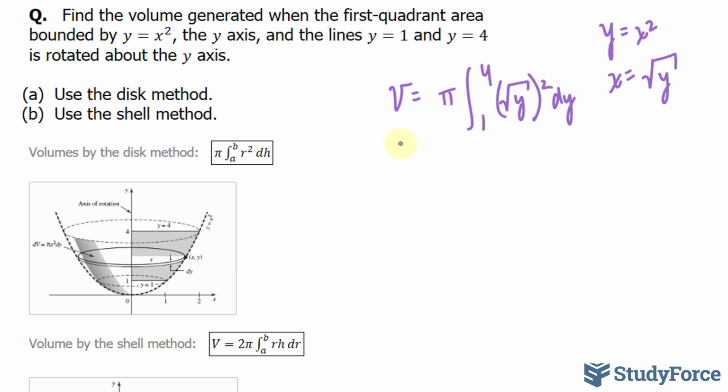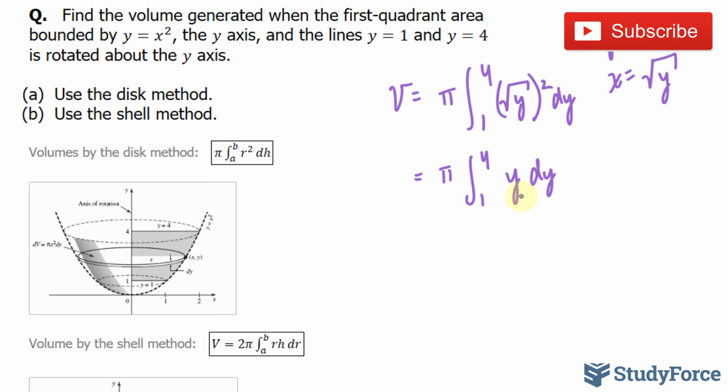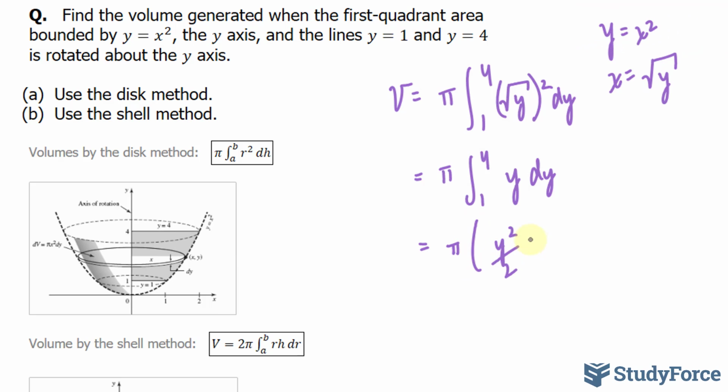I'll simplify this part first. Pi times the integral between 1 and 4. This becomes y dy. Now I have to integrate y. That's not hard to do. We have pi times y to the power of 2 over 2. And this will represent our volume after we evaluate it at 4 and 1.